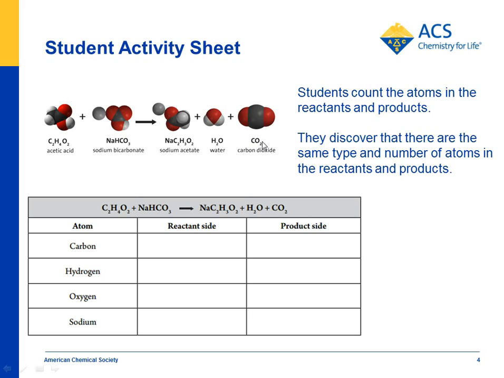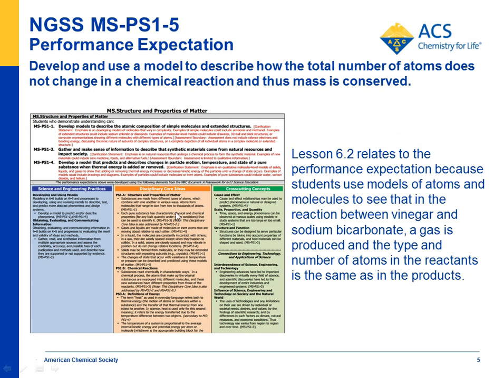Again, remind them that that 2 doesn't apply to the carbon. It only applies to the one that it's right next to, the oxygen. And you would do that for each of the atoms, and students would find that there's the same number and type of atoms in the reactants as there are in the products. So mass is conserved.